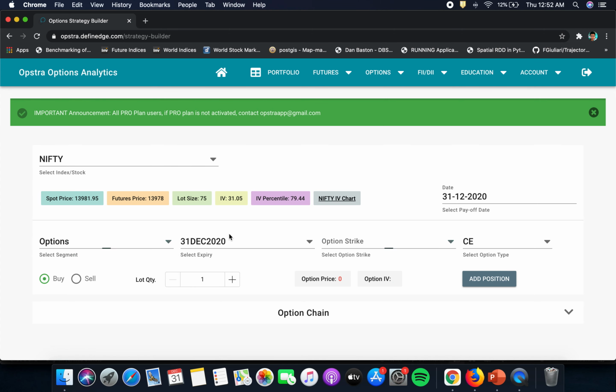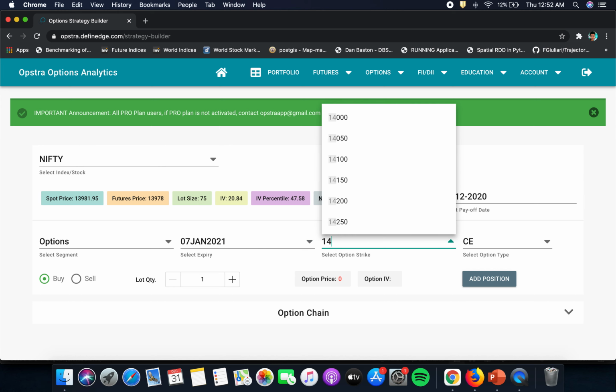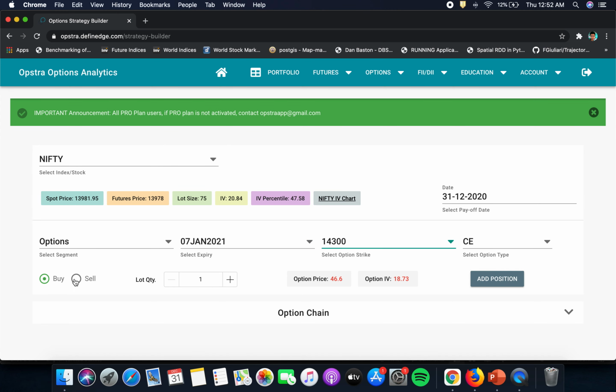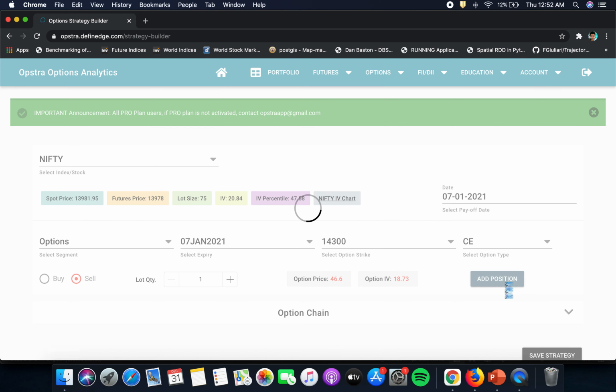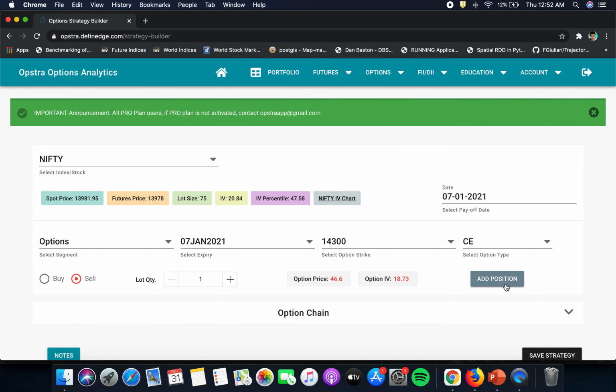Again, we are doing this for the 7th January expiry, and let's start by shorting the 14,300 call option. Now, why 14,300 and why not something else? This depends. You can choose this strike price based on technical analysis, option chain analysis, price action, and also based on India VIX and volatility. I have a video which explains how you can select the appropriate strike price based on India VIX and volatility, so do check that out.